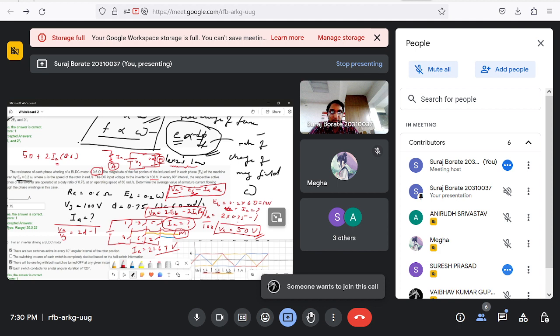So I would advise that whenever you get time, you revise Lenz's law, Faraday's law, Biot-Savart law, all these laws that we learned in electromagnetics. Everything comes from that only. Even when you are memorizing a formula and something goes wrong, you will understand.